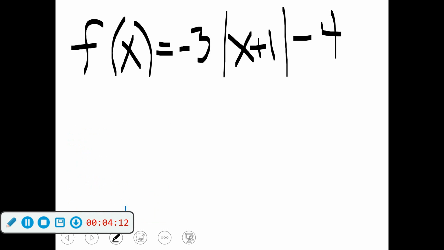Doesn't matter which one you identify first, if you start in the middle or to the right or left, it doesn't matter. I just tend to have, for me, I think you're going to find fewer mistakes if you do the same thing continuously. So I start in the middle, and part of the reason for that is I want to know what the vertex of this absolute value function is.